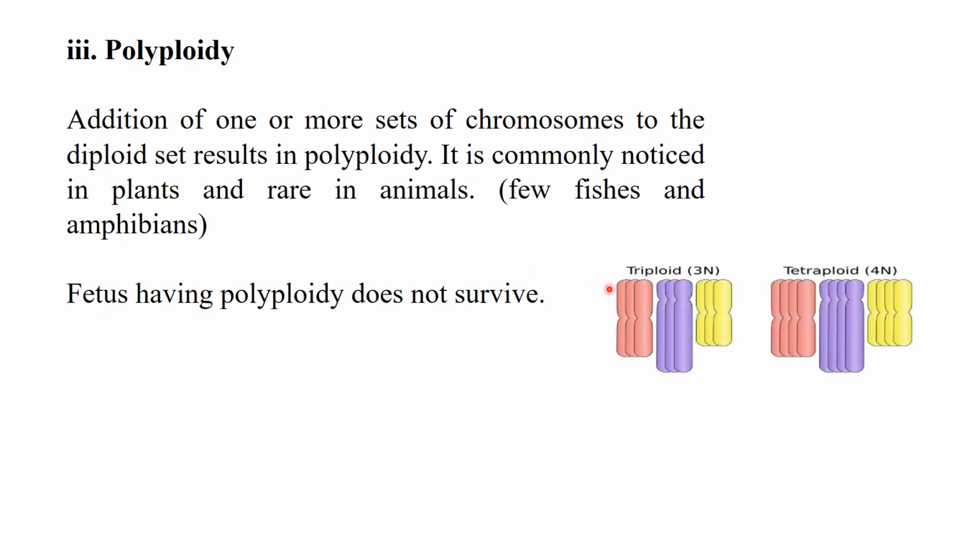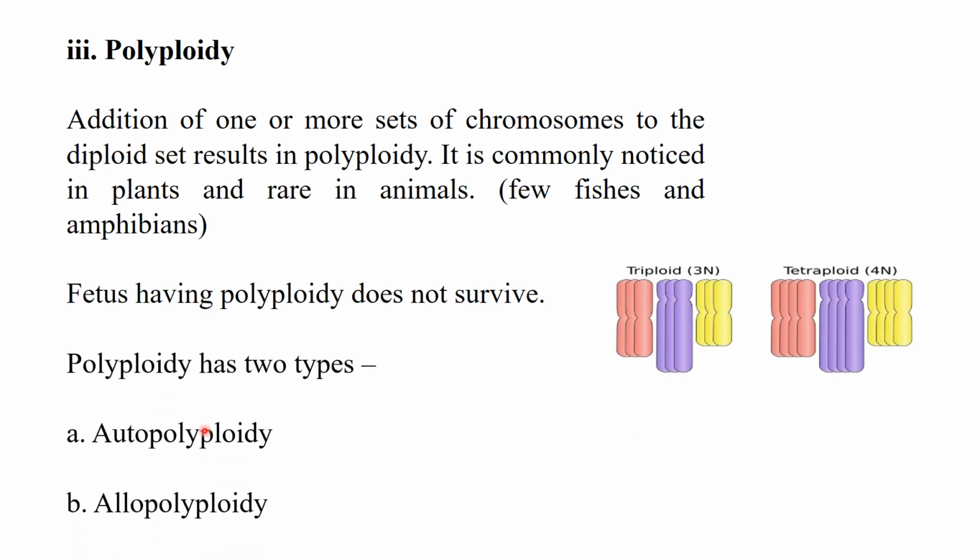This is a condition of polyploidy, triploidy. When three sets of chromosomes are present, the condition is called triploidy. When four sets of chromosomes are present, the condition is called tetraploidy. When five sets are present, it is called pentaploidy, then hexaploidy, heptaploidy, octoploidy, and so on. Polyploidy has two types: autopolyploidy and allopolyploidy.